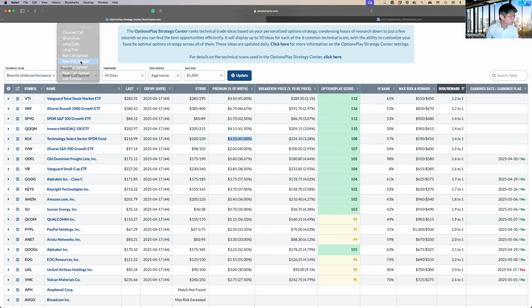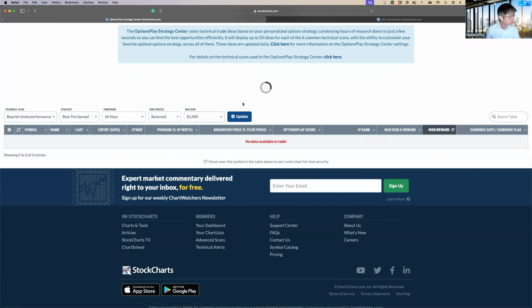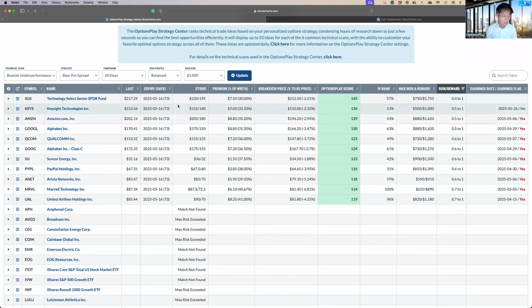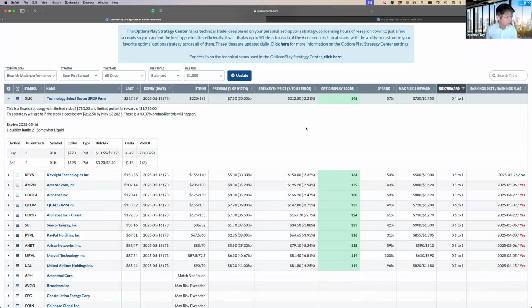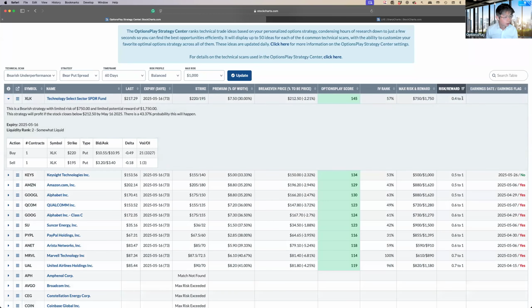Now let's say you don't want to sell options. Let's say you want to buy options, right? So when you select a bear put spread, as you can see, it automatically switches to a 60-day balance risk profile. Let's click on update and let's look at buying some options because if you're concerned about some further downside, you want a positive risk reward ratio. You want for every $1 you can potentially make, you want to risk less than that, right? So for example, if I look at XLK, if I bought this debit spread, for every $1 I can make, I'm only risking 40 cents, right?